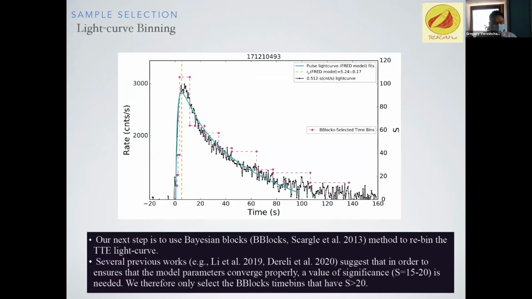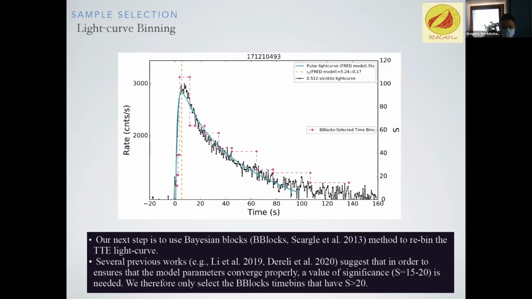Then our next step is using the Bayesian block method to rebin the light curve, and several previous works suggest that in order to ensure that the model parameters converge, a significance of like 15 to 20 is needed.